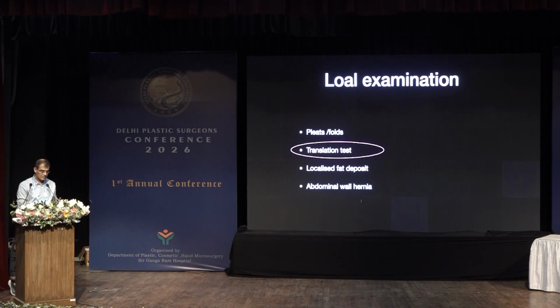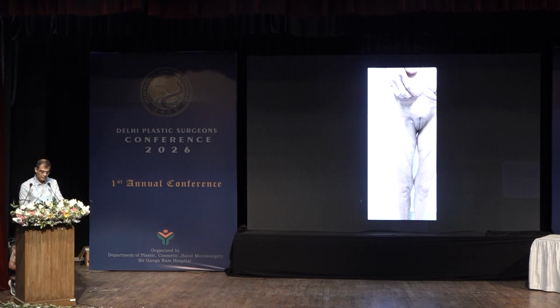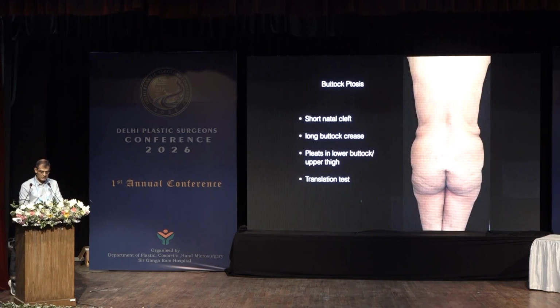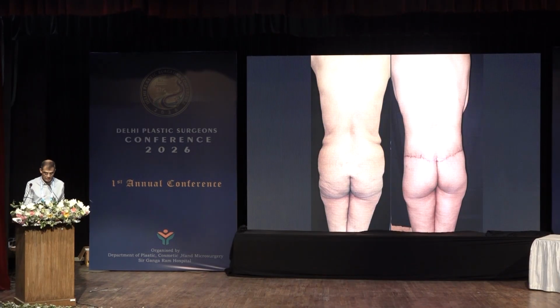Now, I would say translation test is very important in these patients. When we pull on the abdomen, or the patient pulls on the abdomen, you can see the improvement in the thigh. And also in the lateral thigh, you can see when the patient pulls the flank up. This signifies that there is laxity, circumferential laxity. And buttock ptosis, the signs are a short natal cleft, long buttock crease, pleats in the lower buttock, and of course you can do the translation test behind also. And this is a patient after the lower body lift.